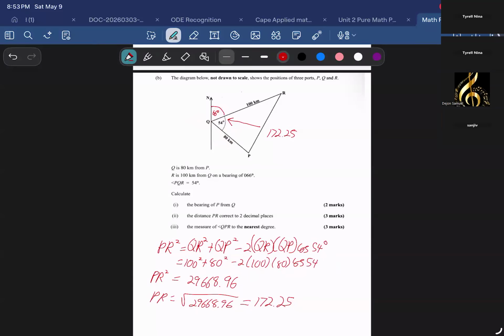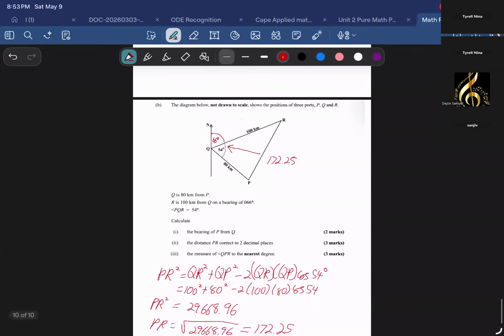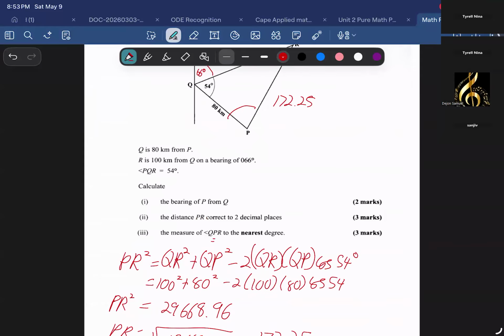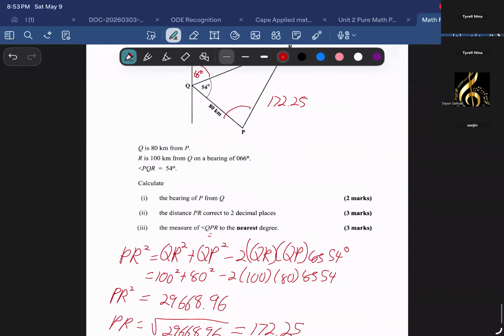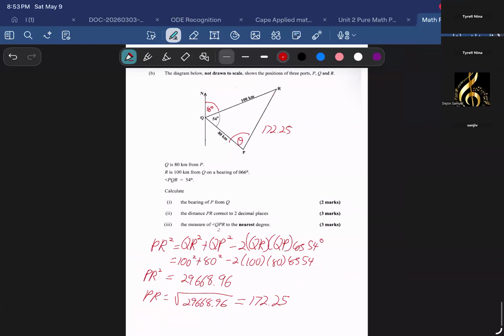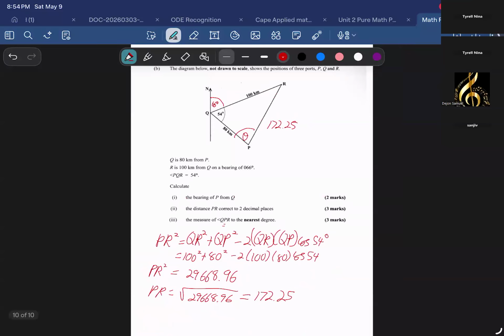So we got that there. And now they want QPR. Just know that this middle letter tells you where the angle is, right? So they want this angle here, theta. Again, I do the search: do I have a side and the angle right opposite it? Yes, I do. I have this pair in here, so I can use the sine rule.